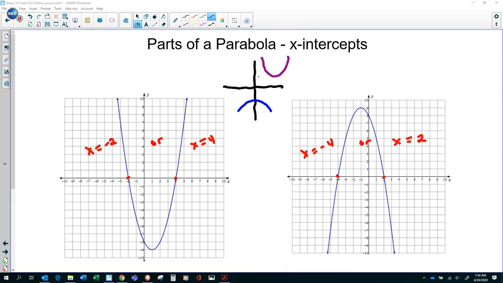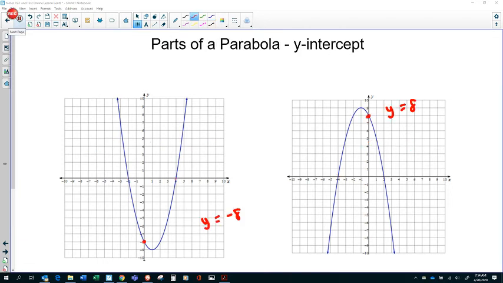Like this purple one above it, it never will intersect it. And this one below it, the blue one, will also never intersect the x-axis. We'll talk about those later when we get into parabolas a little deeper and solving them.